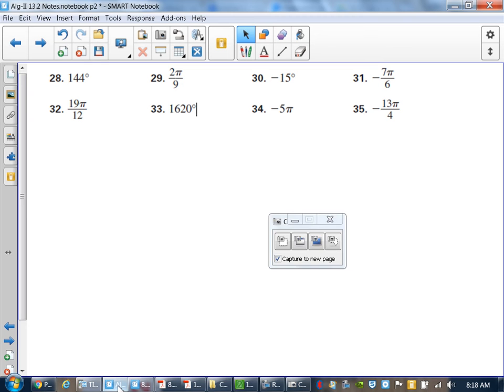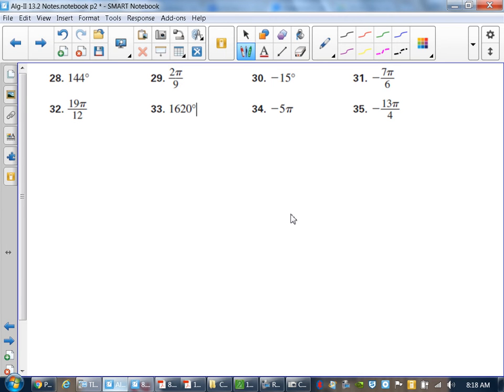So let's see. If I'm going to look at 2 pi over 9, what I do is I plot my stuff like I would normally. I have 0, pi, and so on. Is 2 pi over 9 more than half? No. So it's somewhere in the first quadrant. And there's your 2 pi over 9. That's all you have to do for that.